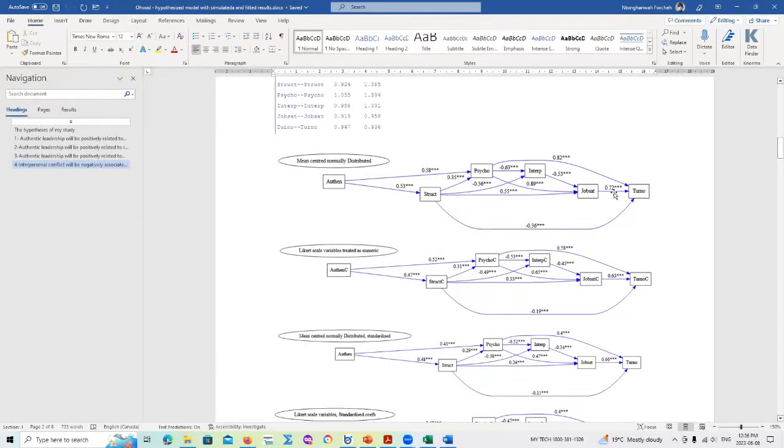Okay, I have a question here. What if the direct path from authentic leadership to psychological empowerment is significant, but the path from psychological empowerment to interpersonal conflict is not significant? Exactly. What does that mean?